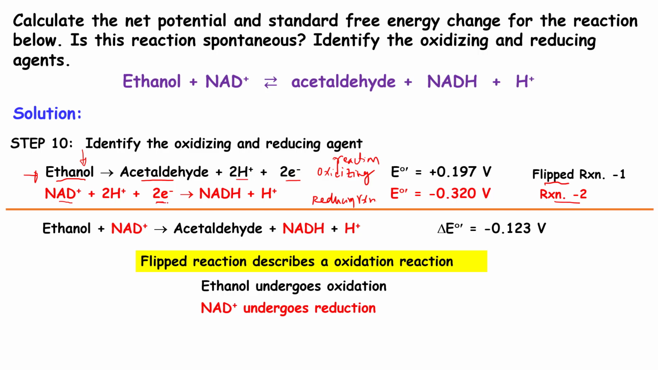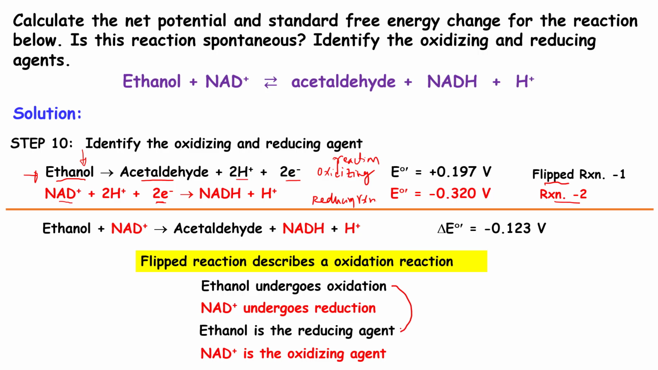Therefore, by definition, any compound that is accepting 2 electrons is undergoing reduction. In this case, we are accepting 2 electrons, so we can say that NAD plus is undergoing reduction. And if you watch my basics videos, I go over the fact that the compound that is undergoing oxidation is going to serve as the reducing agent. So ethanol, which is undergoing oxidation, is the one that is going to become the reducing agent. And NAD plus, which is undergoing the reduction, is going to be serving as the oxidizing agent, because when NAD plus is undergoing reduction, it is accepting electrons.